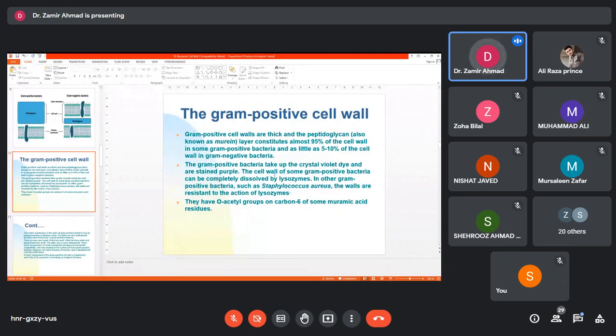The cell wall of some gram-positive bacteria can be completely dissolved by the lysozymes. Lysozymes are powerful enzymes which are present in various body secretions like saliva and tears. In other gram-positive bacteria such as Staphylococcus aureus, the walls are resistant to the action of lysozymes. So these bacteria are difficult to be killed by these lysozymes, which are normally present in body secretion.